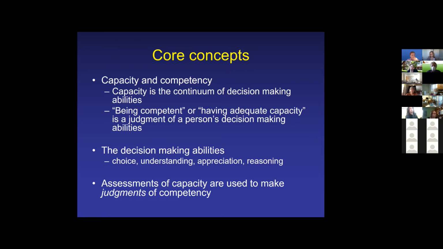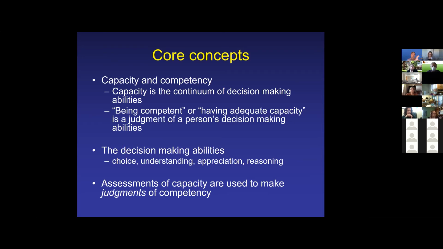The key point here is that we make assessments of capacity to make judgments of competency. We assess capacity, and then based on that, we say, I don't think he can make this decision, or I think he can. The default, of course, being that the person has competency.